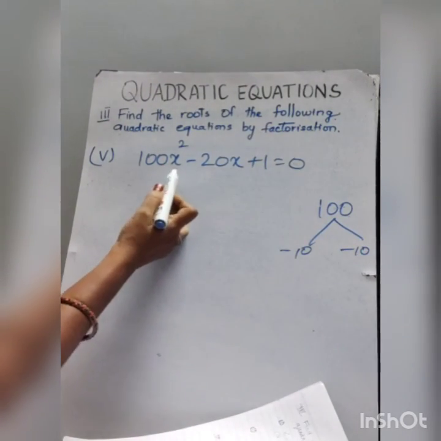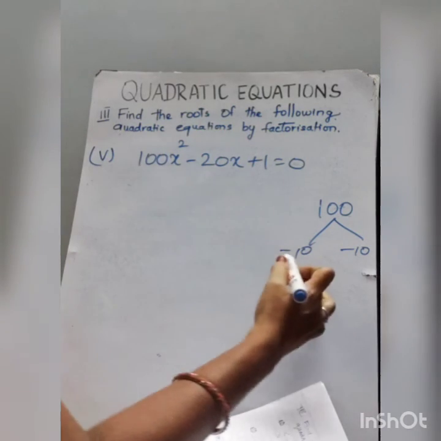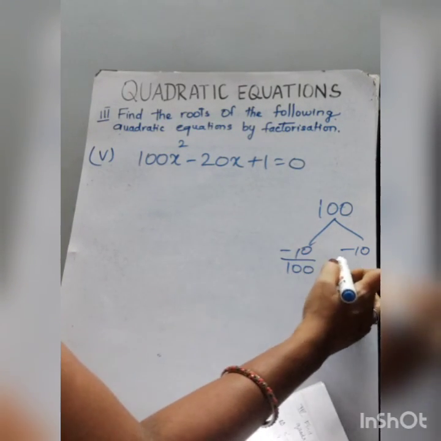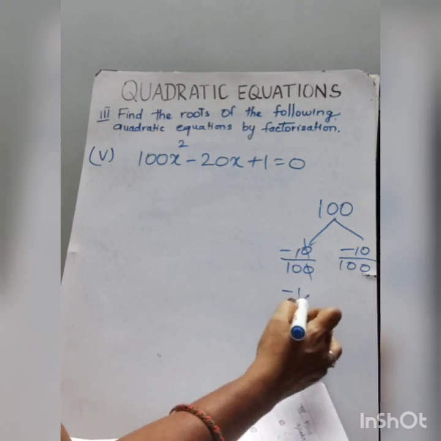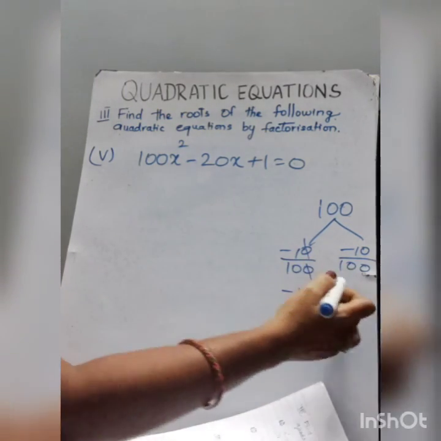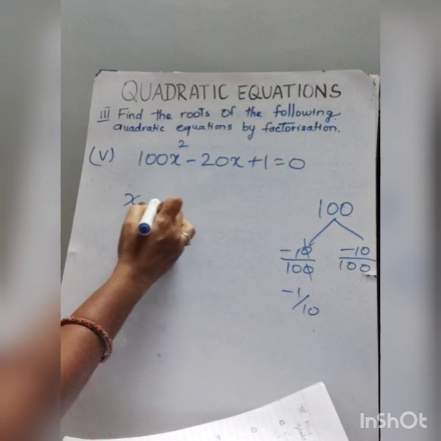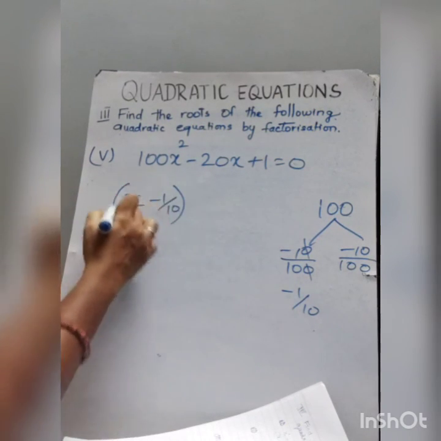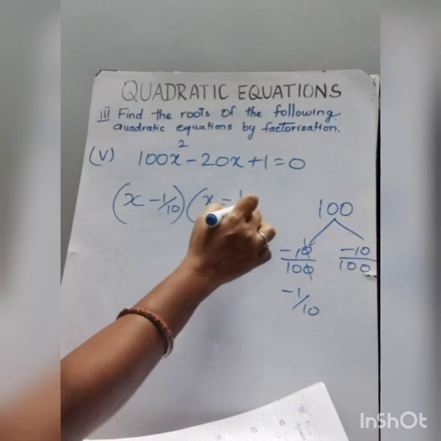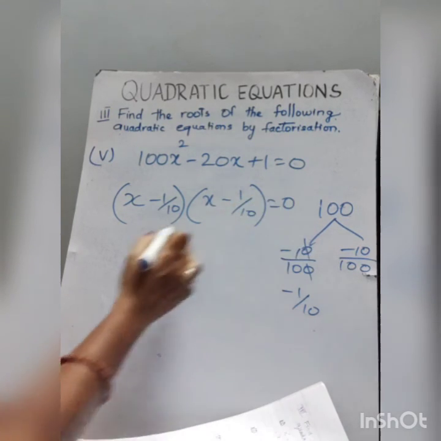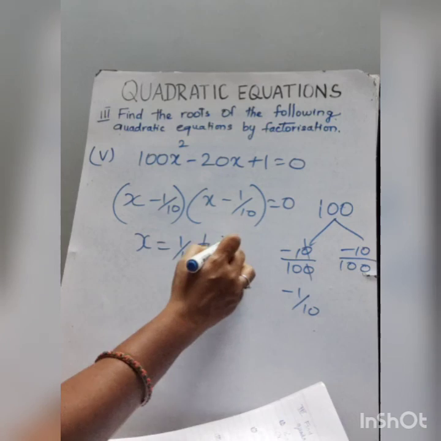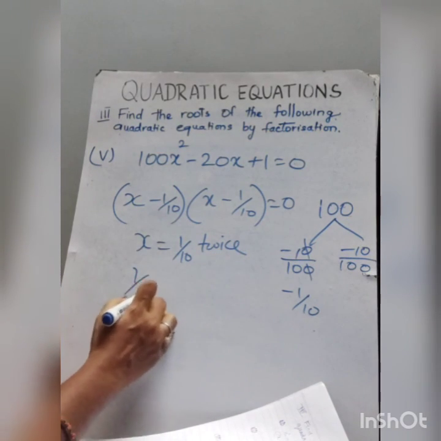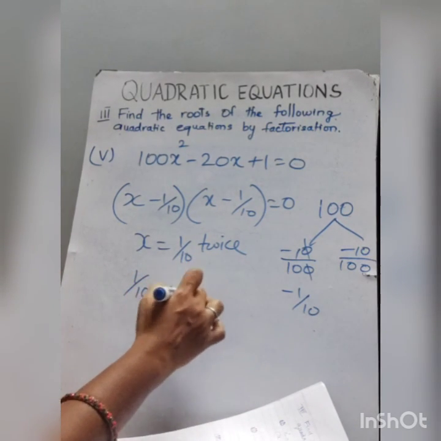But the coefficient of x square is 100, so we should divide the numbers by 100. We will get 1 by 10 twice, both 1 by 10. So I can write x minus 1 by 10 into x minus 1 by 10 equal to 0, so that x is equal to 1 by 10 two times. So the roots are 1 by 10 and 1 by 10.